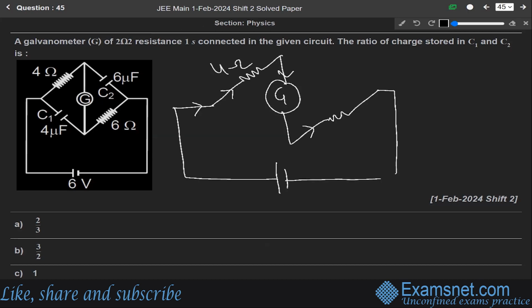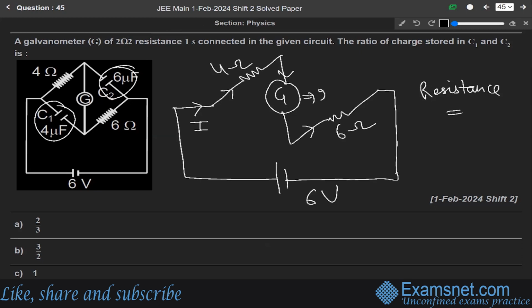Now this is a 6-volt battery. So in case of these C1 and C2, we consider them under static current condition. Since here the total potential is 6 volt, at first we will find out the current in the circuit. First of all, we have to find the current that is flowing in the circuit. The total resistance will be 4 ohm plus galvanometer resistance of 2 ohm plus 6 ohm, so 4 plus 2 plus 6.